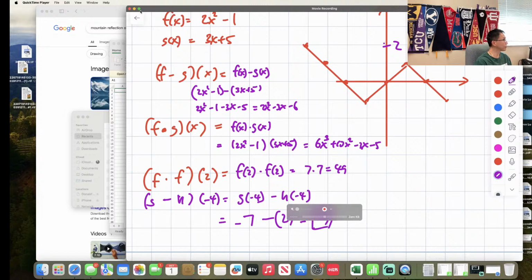Yes. How'd you find g again? I plug in -4 into this equation, because that's g, right? Yeah.